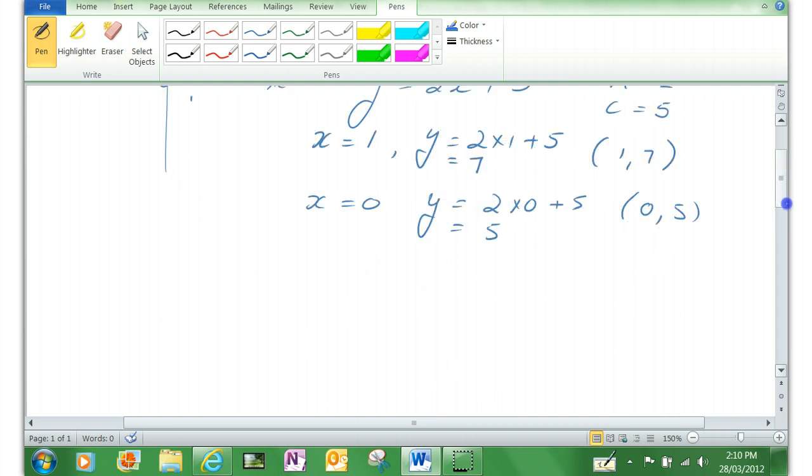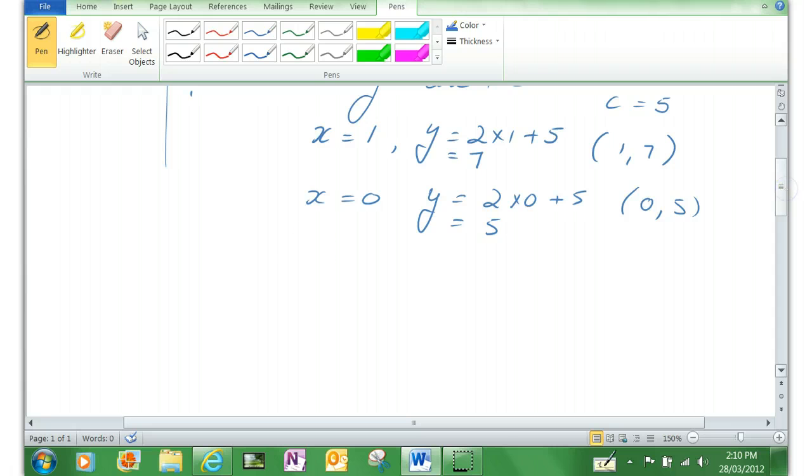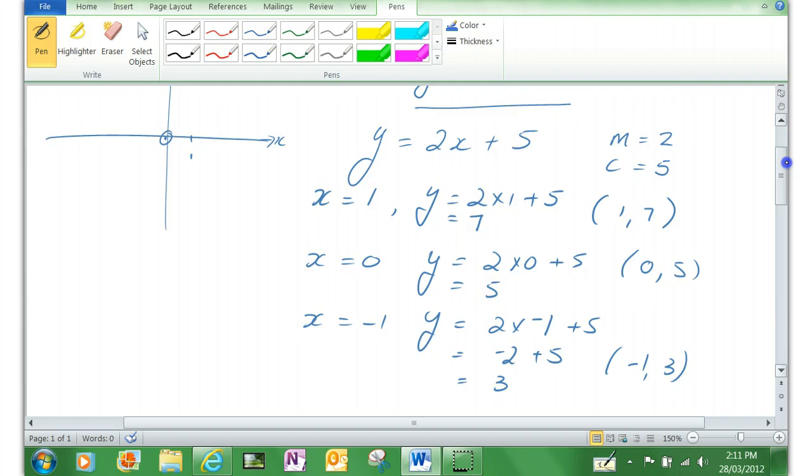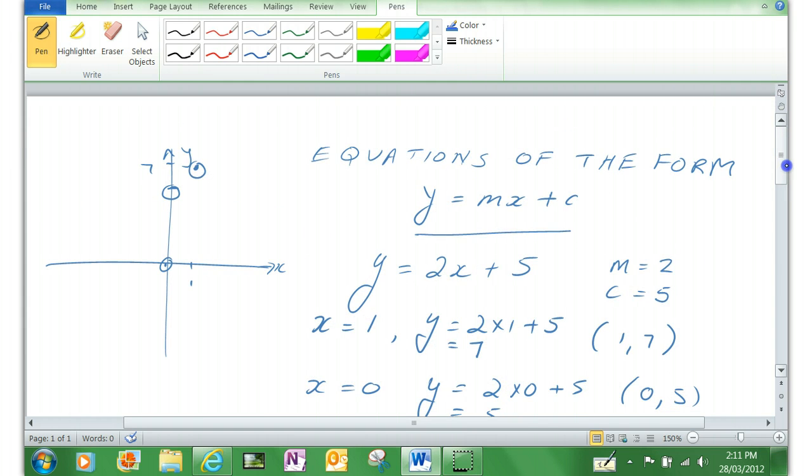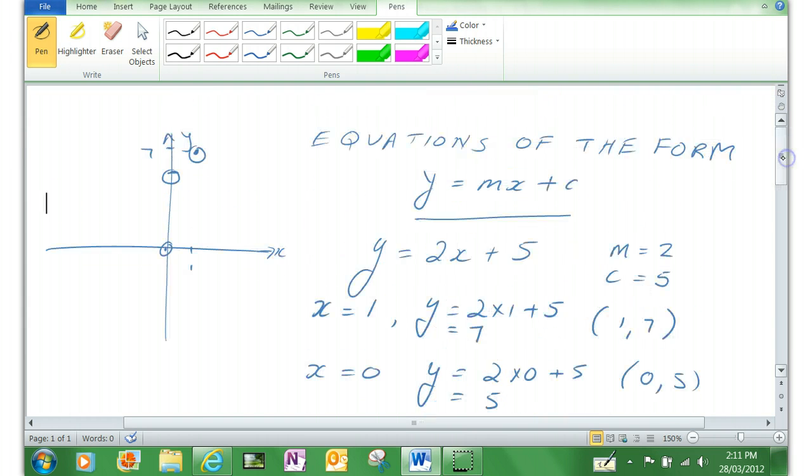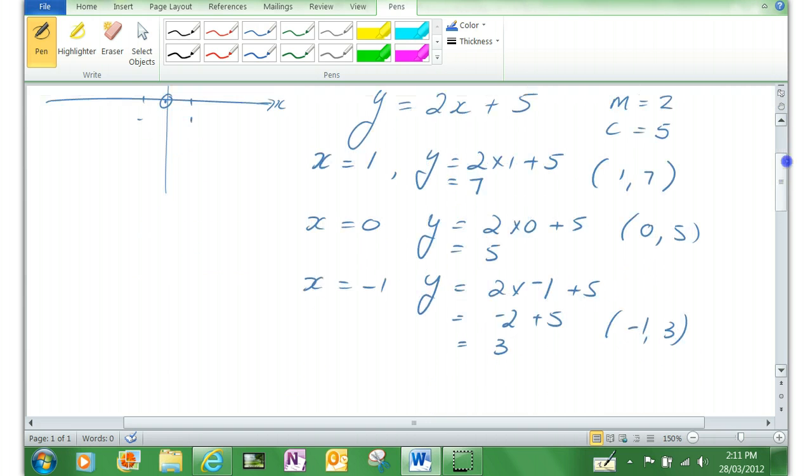Let's keep going on this way. Let's put in x equal to negative 1. Y equals 2 times negative 1, plus 5, which is negative 2 plus 5, which is positive 3. So the point negative 1, 3 also satisfies this rule. So let's put this into the graph. What was it? Negative 1, 3. So here's negative 1 and 3. So that's about there. Now we could keep on doing this. I think we will.